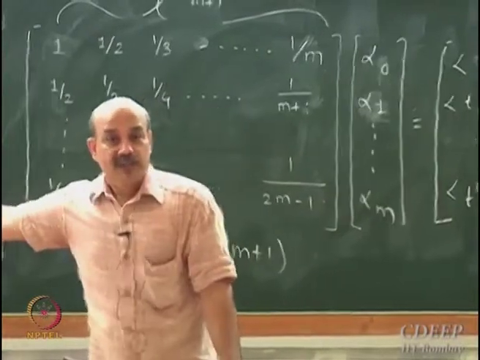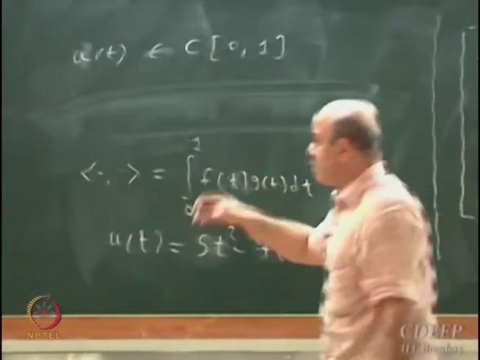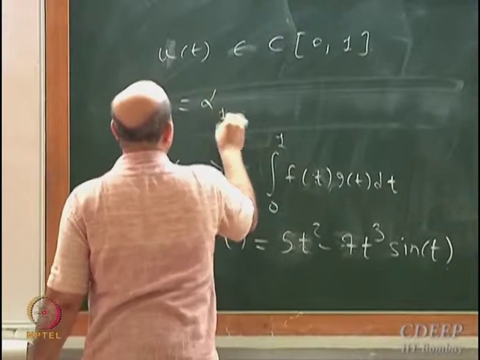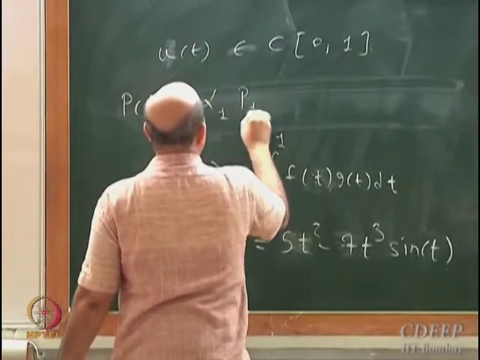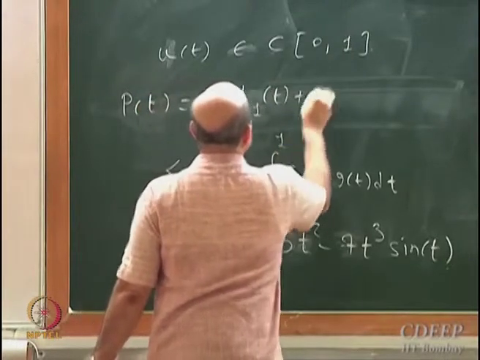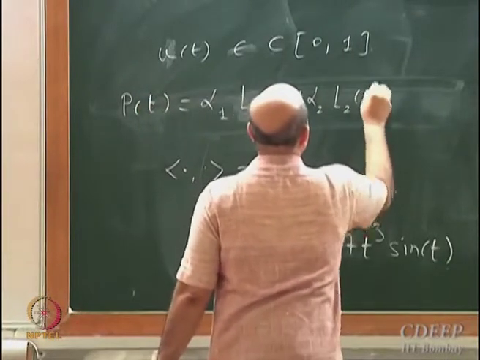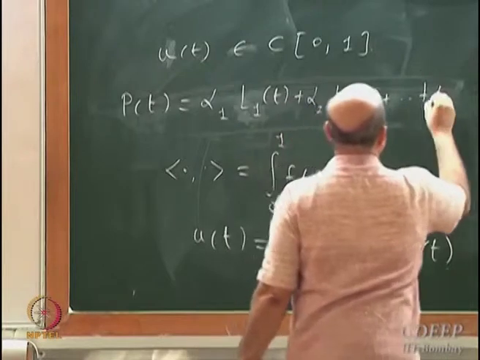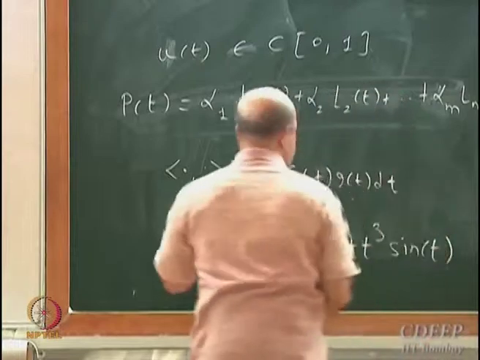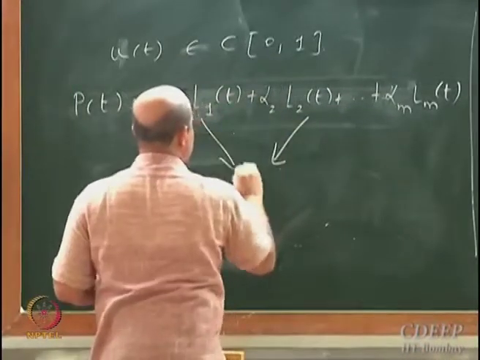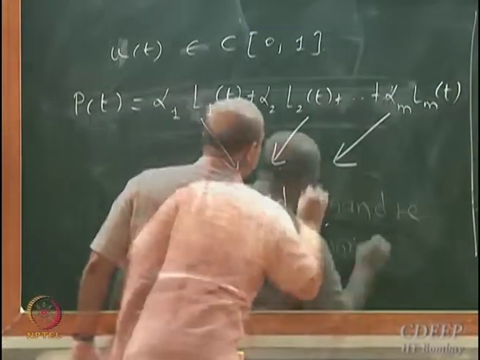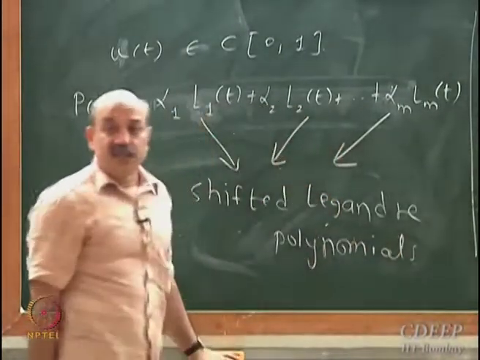So instead of using this polynomial, you would say, I'll express this P(t) as alpha 1 L1(t) plus alpha 2 L2(t) up to alpha m Lm(t). What are these Lm? These are shifted Legendre polynomials.